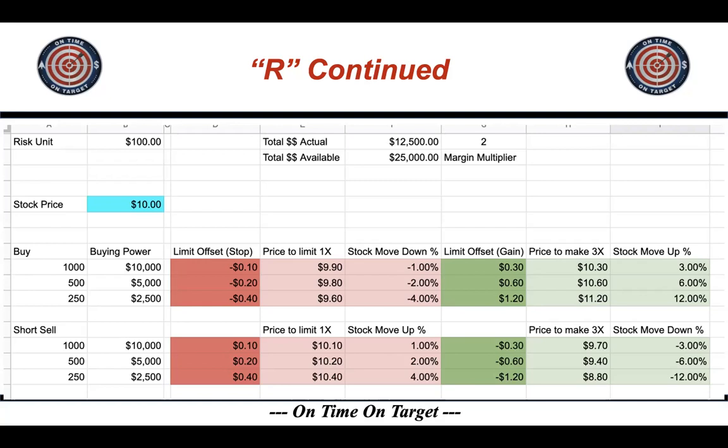There's times to take a 10-cent stop. There's times to give yourself a little more cushion. But that's all in a strategy. And then the last one there is 250 shares. If you have 250 shares, it's going to cost you $2,500. Now you have a 40-cent stop. You have a nice stop to the upside. That's 4%. But then, of course, the stock has to drop down another 12% from where it is for you to make your full 3R.